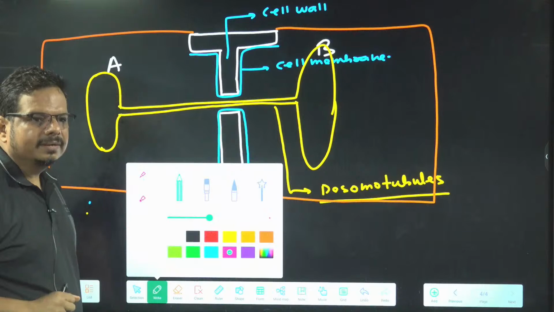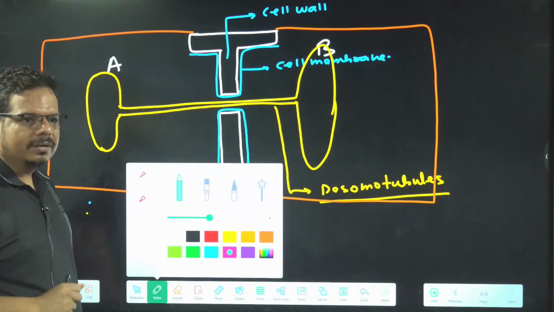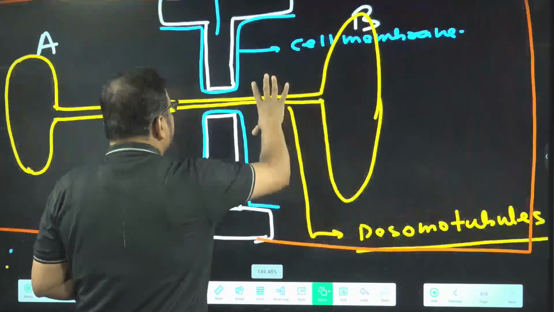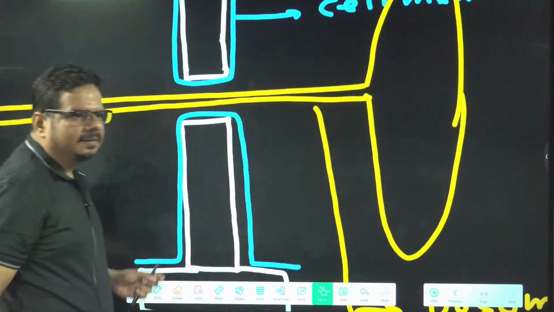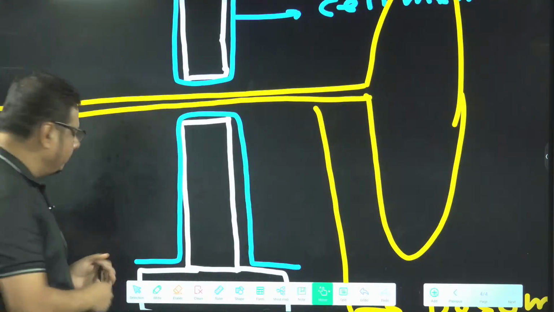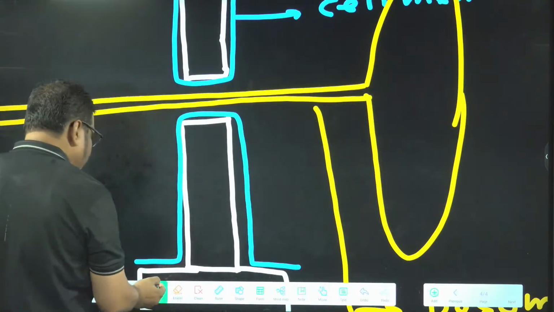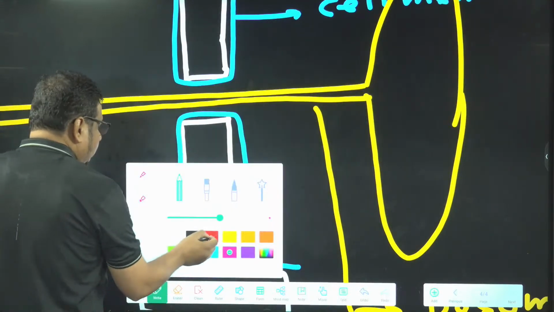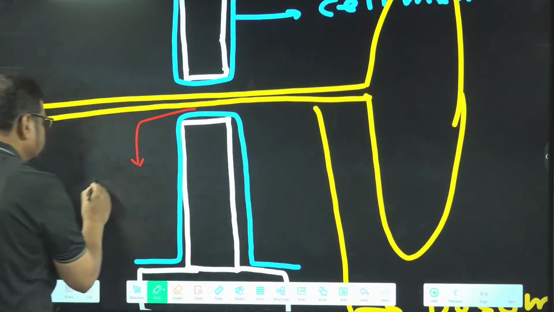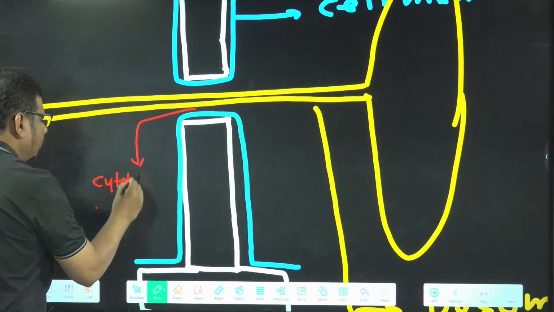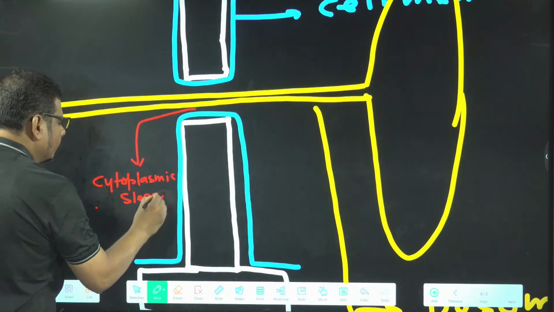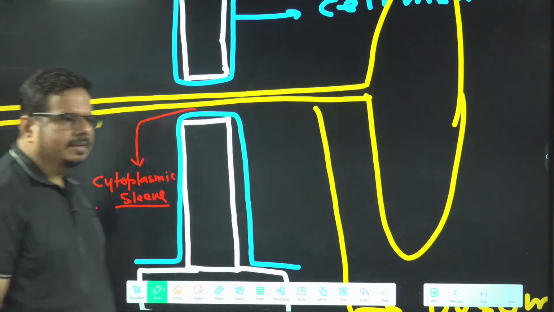Gap is there or not? Tell me, some gap is there or not? I am just magnifying it. You will find, here the gap is there or not? In between desmotubule and cell membrane, there is a gap. So this gap is called the cytoplasmic sleeve. This is called cytoplasmic sleeve.